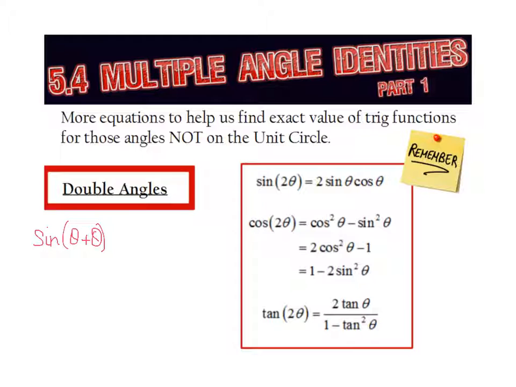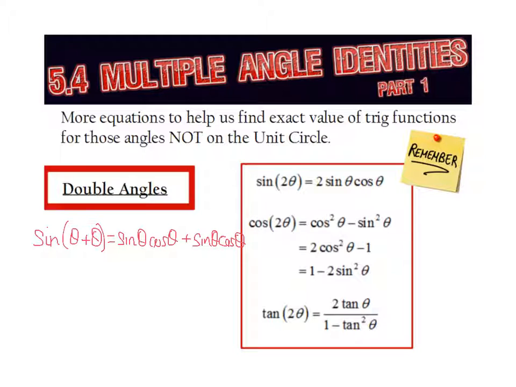If you use your sum and difference identity for sine, remember that goes sine of the first angle, cosine of the second angle, plus sine of the second angle, cosine of the first angle. Well, that's all the same thing. That's sine theta, cosine theta, added to itself. Again, you can see why we would come up with this when you take 2 times theta, because 2 times theta is the same as theta plus theta. These are equivalent expressions, so you can see where this would lead to that. And we could continue to do that with all of them.